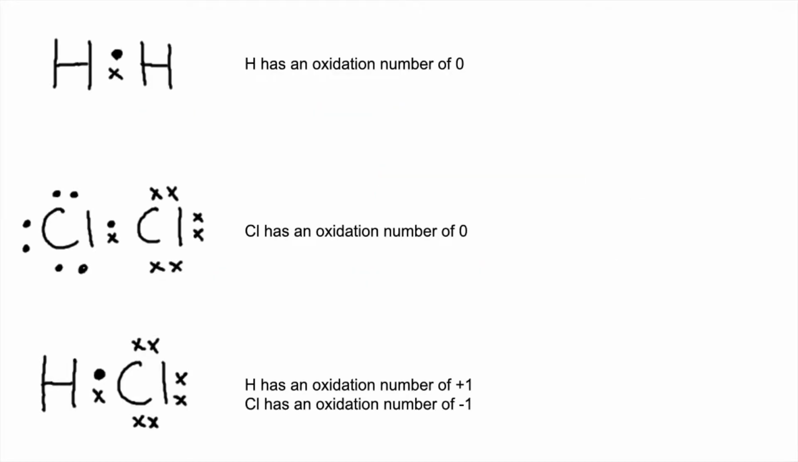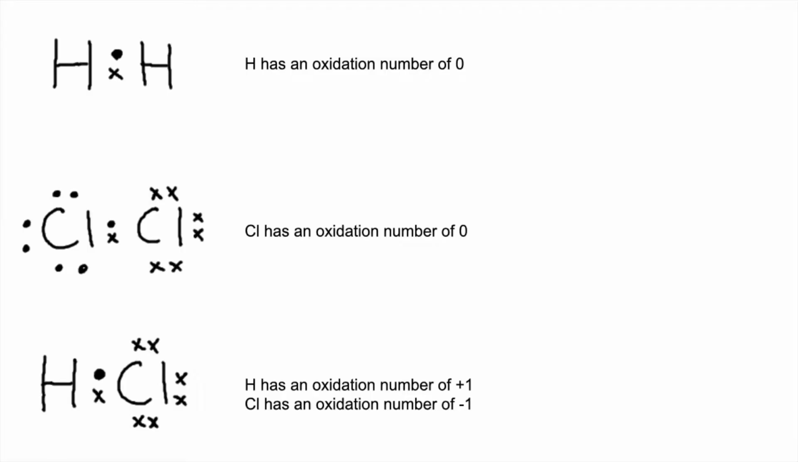In this first oxidation number video, I'm going to take a look at how you calculate oxidation number. So we'll start with these three simple dot and cross diagrams for hydrogen, chlorine and hydrogen chloride. And I'm just going to tell you that in the first one, hydrogen has an oxidation number of 0. In the second one, chlorine has an oxidation number of 0. Whereas in the third one, hydrogen has an oxidation number of +1, chlorine has an oxidation number of -1.